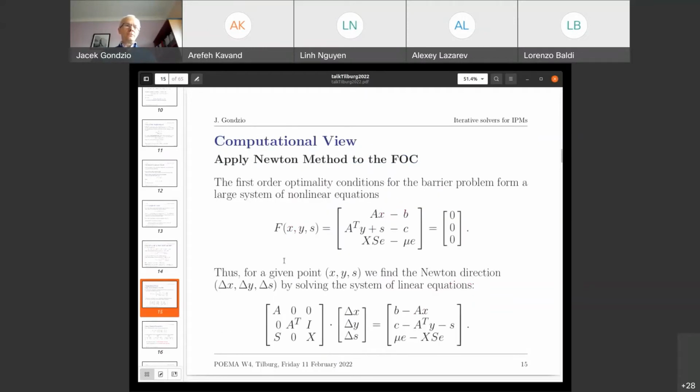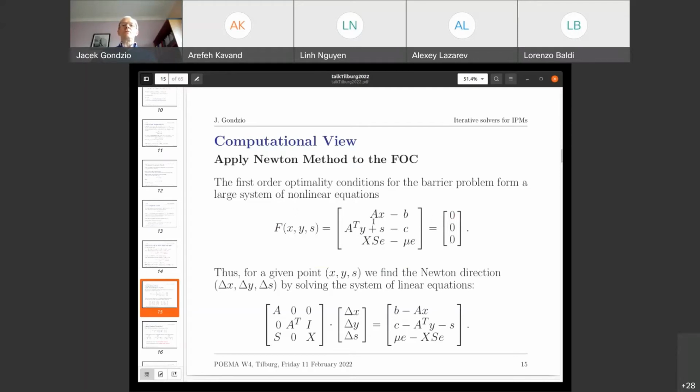In my next few slides, I'd like to show you what happens in terms of computations in interior point methods. So I will once again move back to linear programming and recall the form of first-order optimality conditions for the barrier problem. You remember we asked for primal feasibility to be satisfied, dual feasibility to be satisfied, and complementarity. Complementarity condition, perturbed complementarity condition to be satisfied.